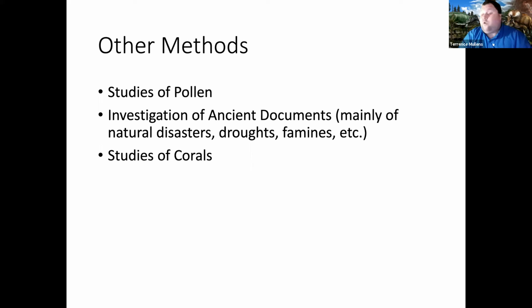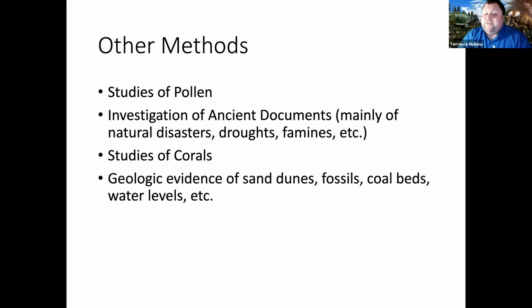There's also the study of corals. When a volcanic island begins to sink, corals begin to build up on its exterior, and the thickness of the corals and what they're made up of can tell us a lot about that environment. Geologic evidence of sand dunes, fossils. There are instances where there are actually large marine animals that were found in deserts. That is a good sign of what's called continental drift and tectonic shift.